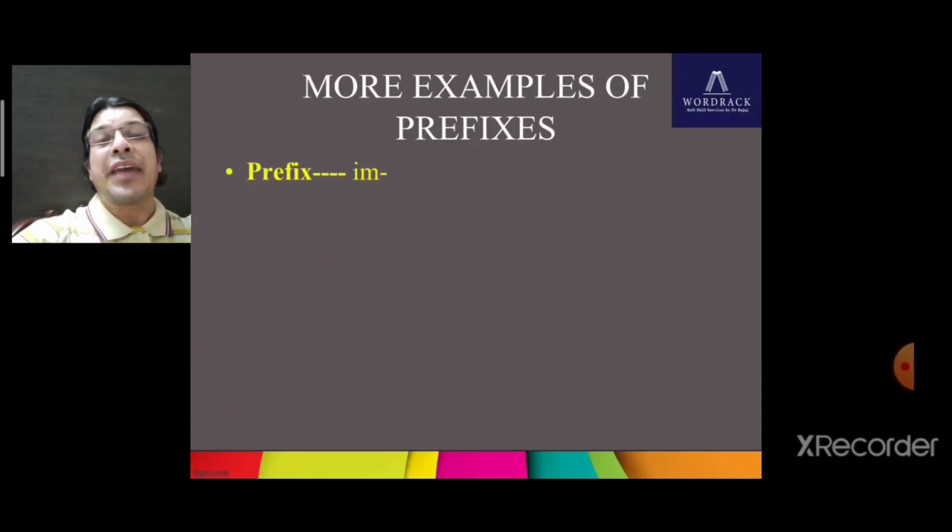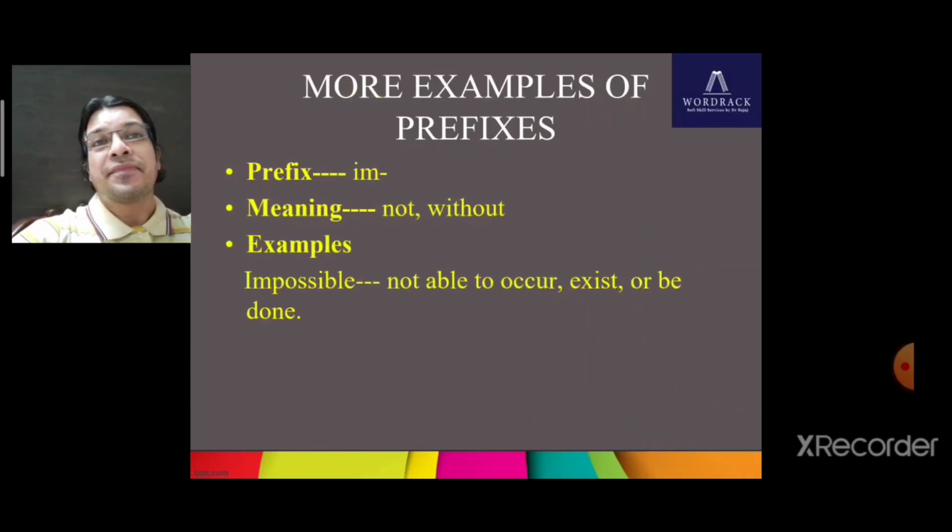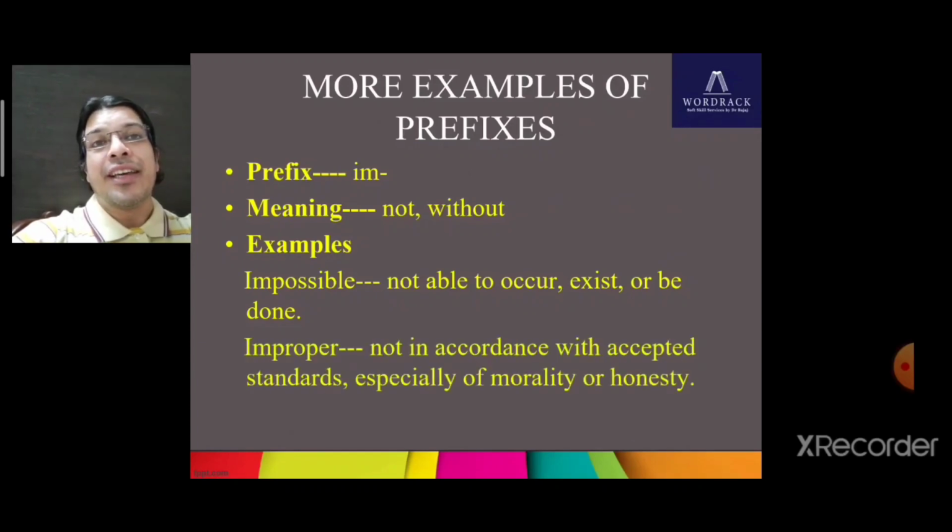Next up, prefix im, meaning is not or without. Examples, impossible, we add im to possible, so it becomes impossible, which means not able to occur, exist, or be done. Likewise, improper, we have added im to proper, so meaning becomes not in accordance with accepted standards, especially of morality or honesty.